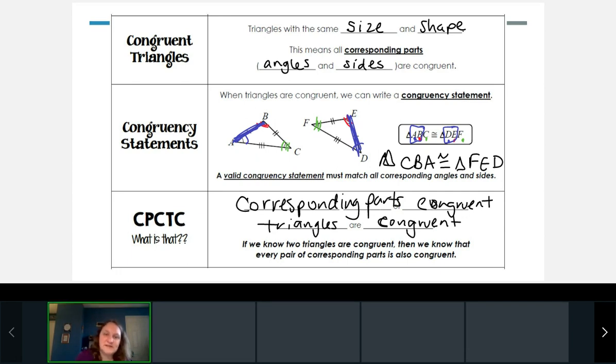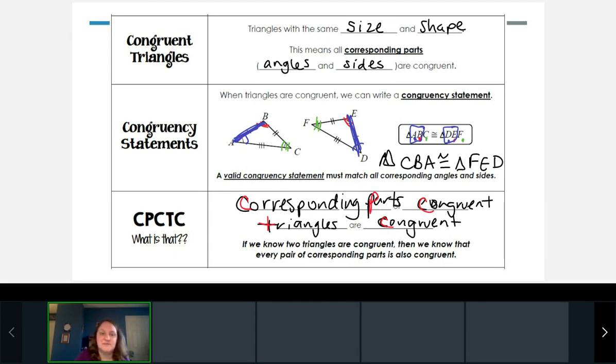So the C came from the word corresponding: P for parts, C for congruent, T for triangles, and C for congruent. CPCTC. At some point, some mathematician was saying, well, corresponding parts of congruent triangles are congruent. And they said it so many times that they were like, you know what? Let's make an abbreviation for it. This is too much. I don't want to say this every single time, or I don't want to write this every single time. And so they abbreviated it to CPCTC.